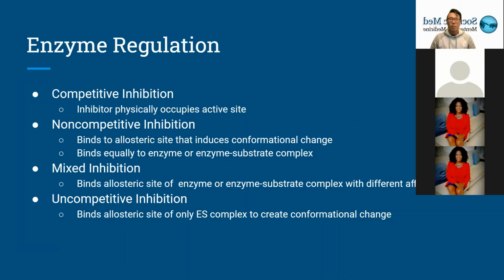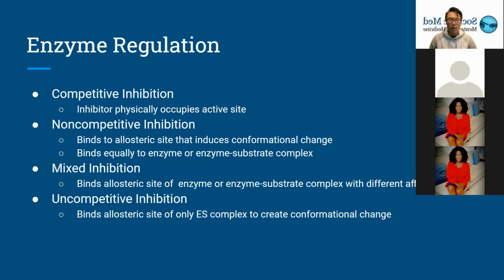So enzymes are not allowed to just keep catalyzing reactions without any regulation. There are a few different ways to regulate enzymes. The first one is called competitive inhibition. The inhibitor physically occupies the active site. An inhibitor molecule will bind to the active site and not allow the substrate to bind to the active site in order to catalyze the reaction. So it's physically blocking the active site where the substrate binds. That's called competitive inhibition. They're physically competing for the active site.